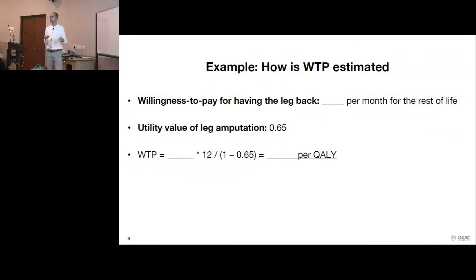So 25,000 rupees per month, times 12, that is what, 300,000 per year. Divided, because now this would restore your quality of life from 0.65 back to perfect health, which is one. So we would divide 300,000 by 0.35. And someone do the calculation for me, please. This is too much to do in my head.